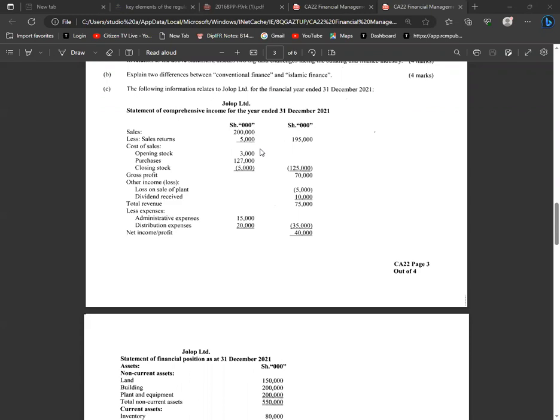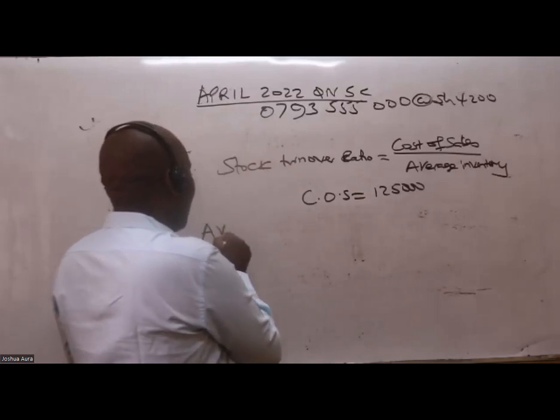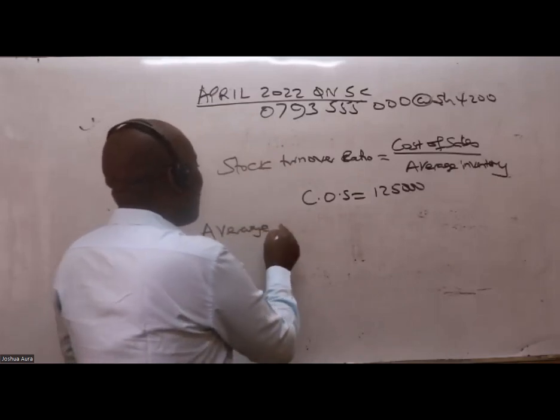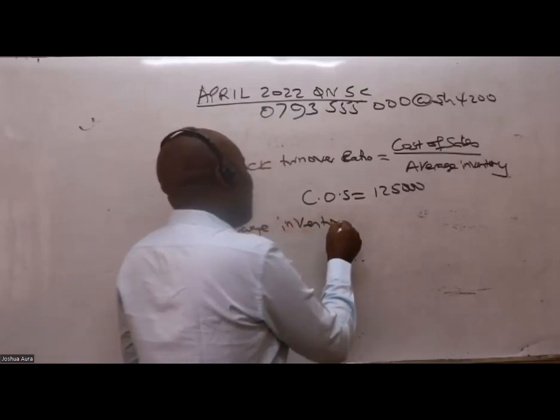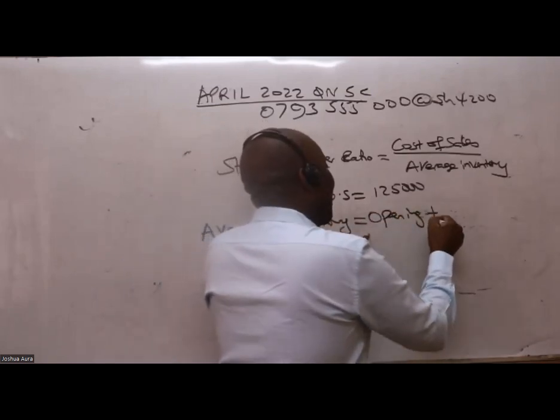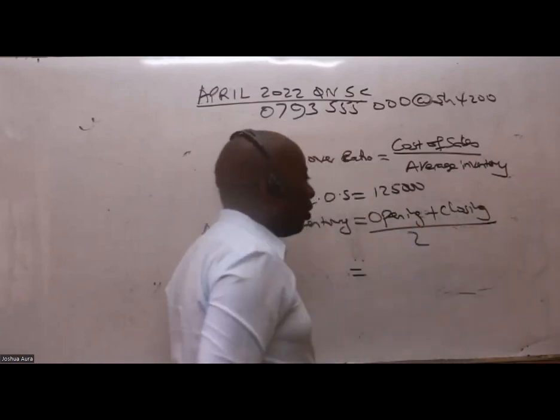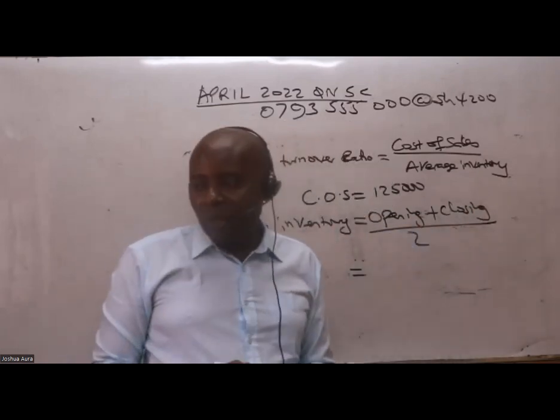But you see now average inventory. How do we get average inventory? To get average inventory, we normally take the opening plus closing, and then everything you divide by 2.